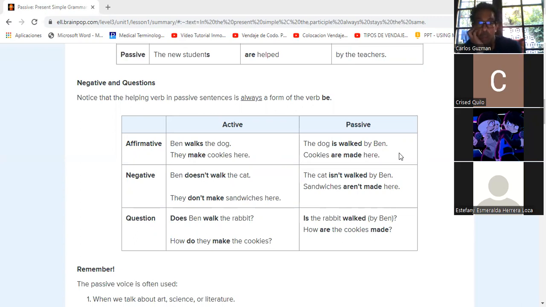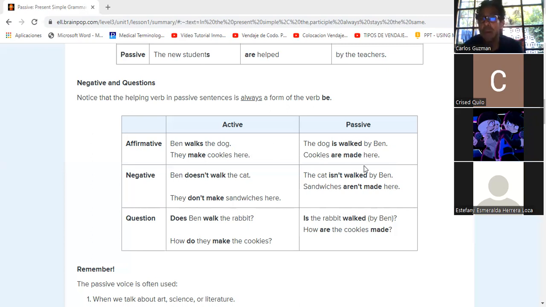They make cookies here. Cookies are made here. Okay, and the first one though, Ben walks the dog. The dog is walked by Ben. Good, the dog is walked. Very good. The dog is walked by Ben, right? Ben walks the dog; the dog is walked by Ben.